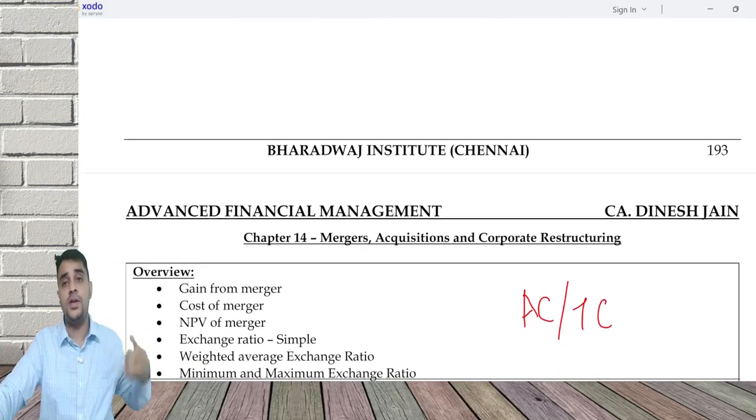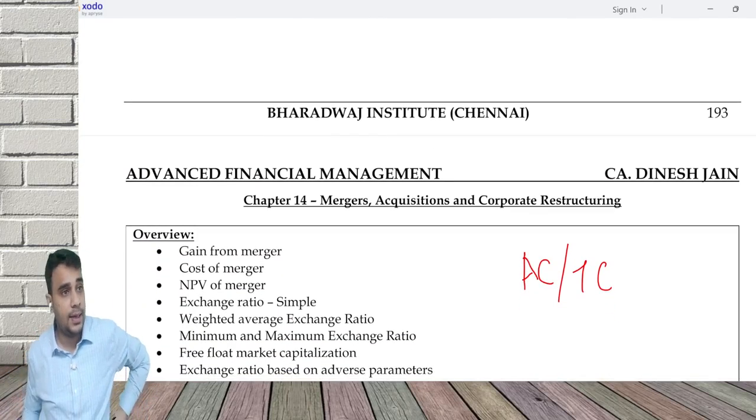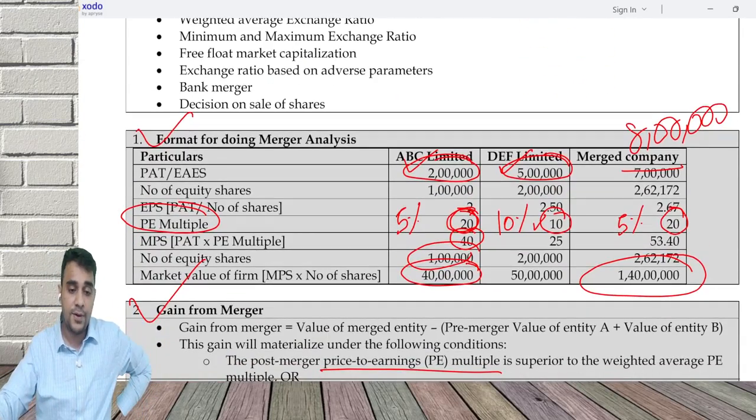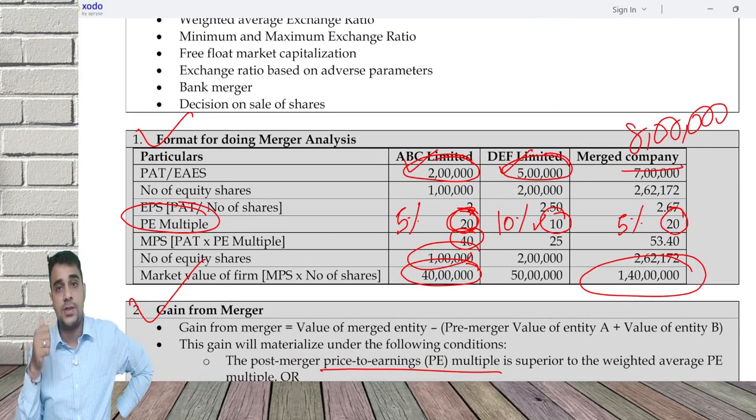Okay, nothing much for you to go through. Be in listen mode. I'll keep explaining. You will understand it. First thing is the format for doing merger analysis. We start with PAT divided by number of equity shares, EPS, P multiple, MPS, number of equity shares, market value of firm. Gain from merger is equal to market value of the merged firm minus the sum of A plus sum of B. Why will it happen? If PAT is better, cash flow is better, P multiple is better, cost of capital is better.